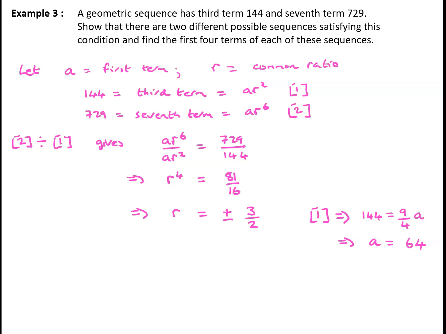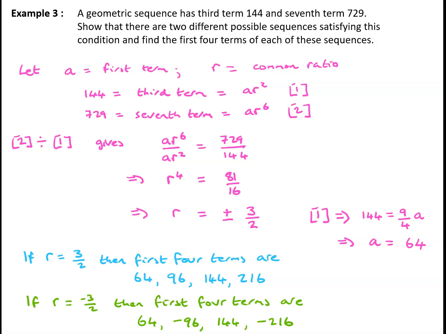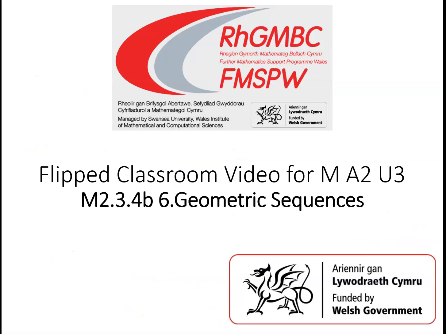So the sequence must have a first term of 64, and then it's got a common ratio either of plus 1.5 or minus 1.5. If r is 1.5, then the first 4 terms are 64, 96, 144, 216. On the other hand, if the common ratio is minus 1.5, then the first four terms are 64, minus 96, 144, minus 216. That concludes our first look at geometric sequences.